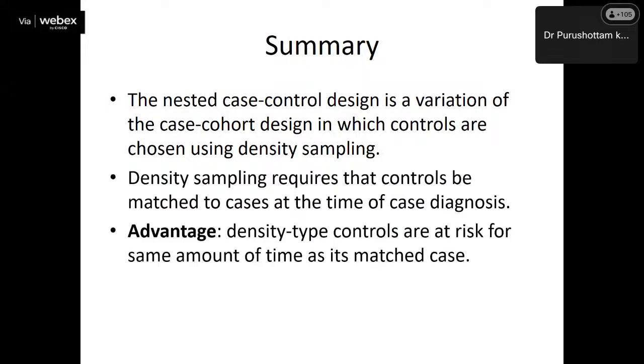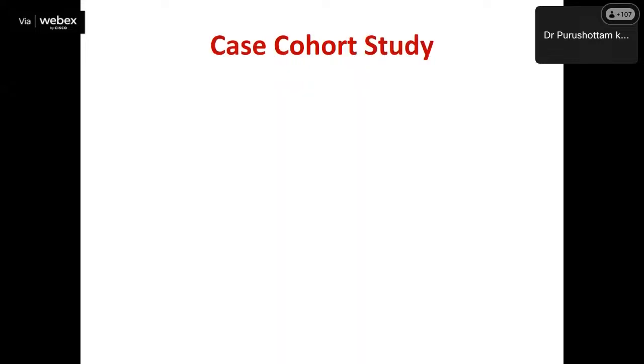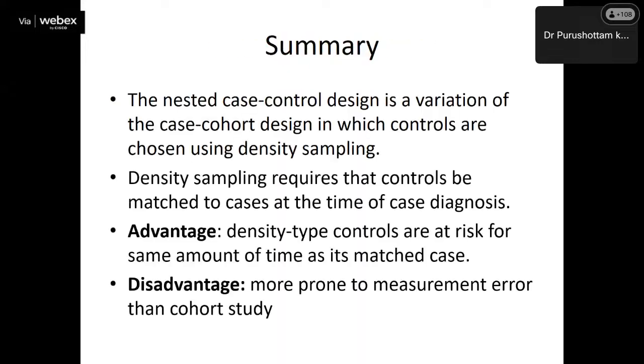And what is the advantage of nested or density type control? They are at risk for the same amount of time as their matched case. So even though they are controls, they are at risk of becoming cases. So that is again the advantage. What is the disadvantage? More prone to measurement error than the cohort study. So always it is less accurate than the cohort study, but it is better than the case control study. It is in between the two. So this is all about the nested case control study.